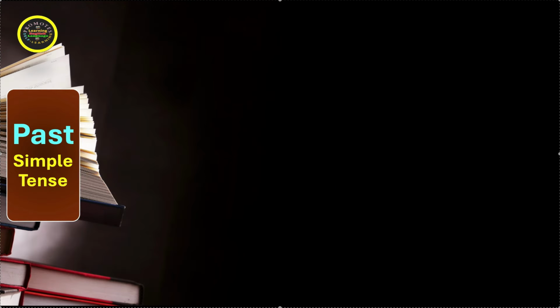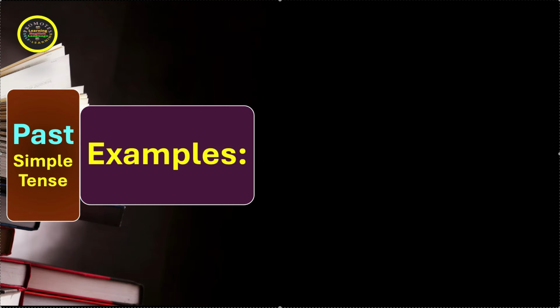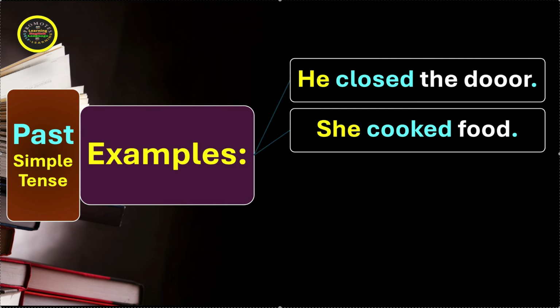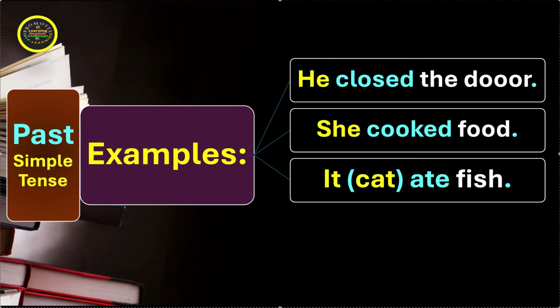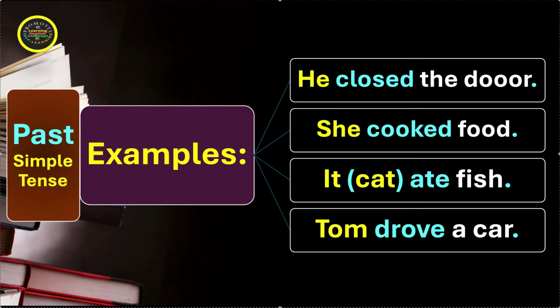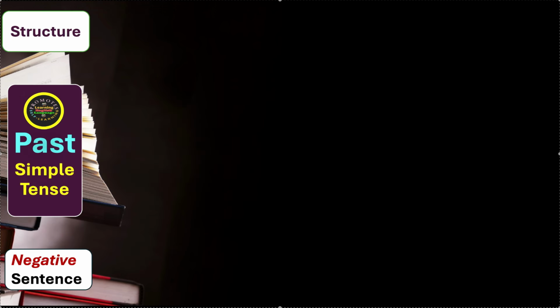Now let's talk about examples of past simple. He closed the door. She cooked food. It, for cat, ate fish. Tom drove a car. We continue our discussion. Now we talk about the structure of past simple tense in negative form of sentence.